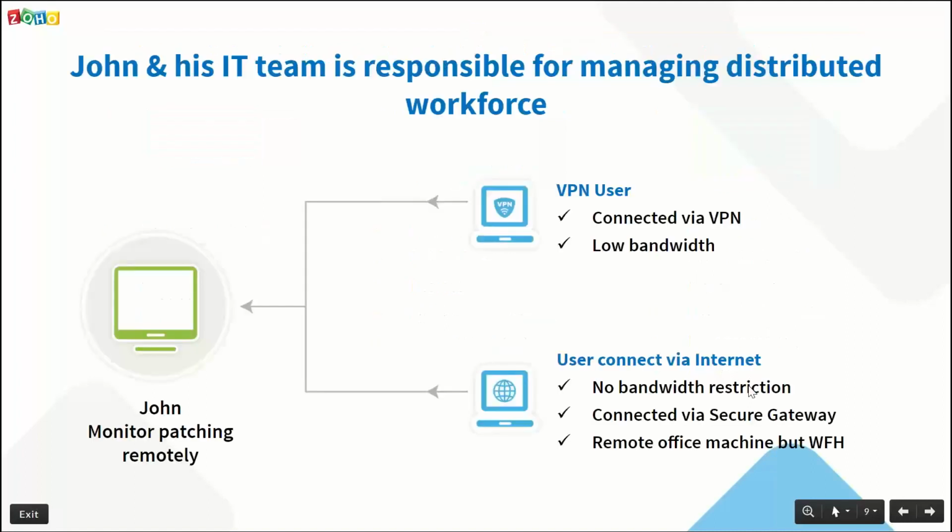So John needs to enable, manage, and secure work from home devices for these two types of users: users who connect to the Desktop Central server using VPN and users who connect over the internet. Apart from remote users, John should now revise a strategy to get the back to office machines up and running as offices across the globe are slowly opening up for business.